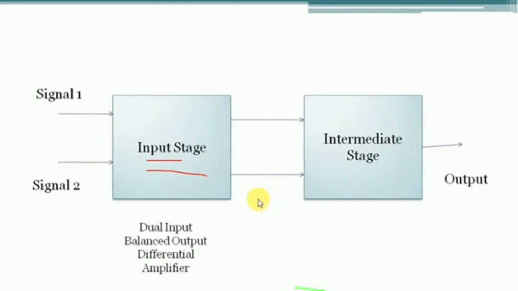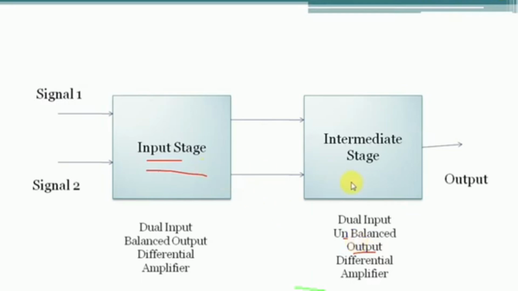Since the op amp has a very high gain, that much of gain is not provided by the single input stage. So in order to provide the additional gain, we are using the intermediate stage. In this intermediate stage, again we are using a differential amplifier, but here the configuration is dual input unbalanced output differential amplifier. Means at the intermediate stage we are considering two inputs and one output. If we are considering one output at the intermediate stage, we call it unbalanced output.